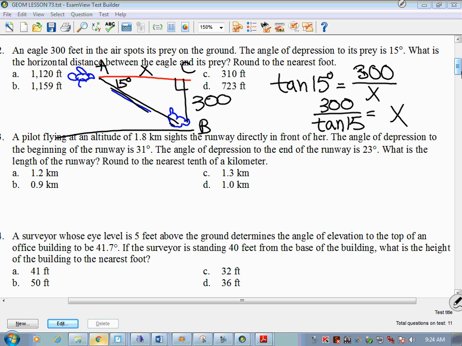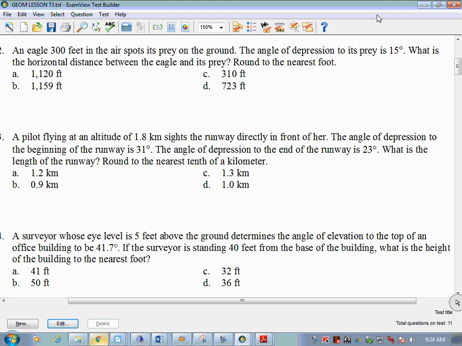Perfect, thank you. 1,120 feet. Okay, 1,120 feet. Okay, we should all be working these out as much as we can, make sure that we know how to use our calculators to get these answers.